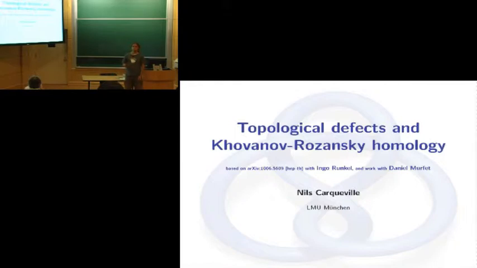And I will explain how, if one has this under good control, defect fusion allows us to explicitly compute categorified link invariants like the ones proposed by Khovanov and Rozansky.